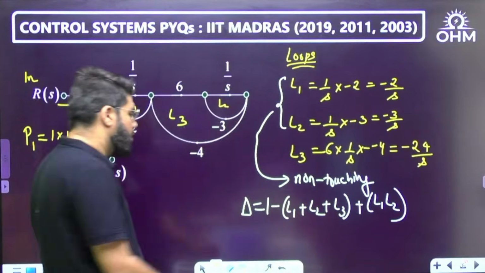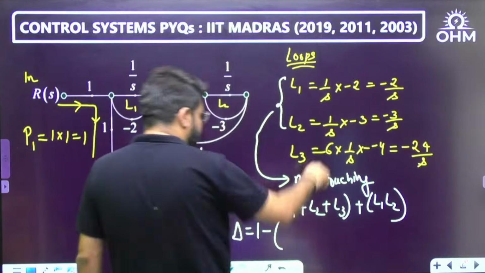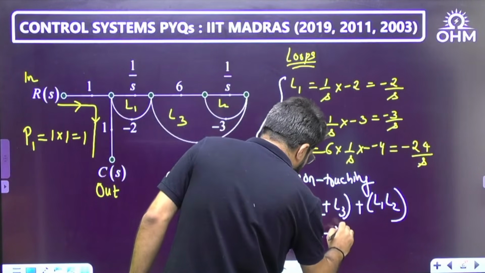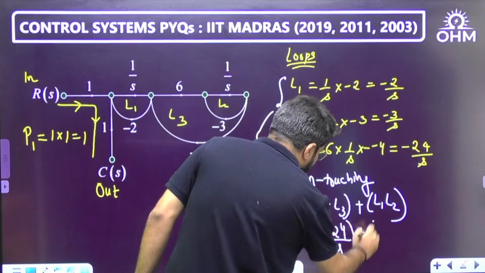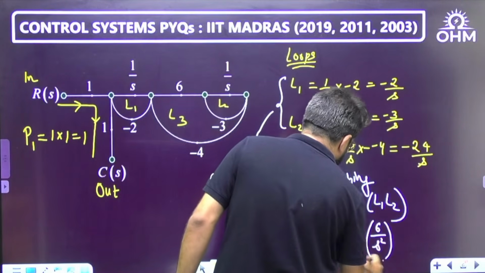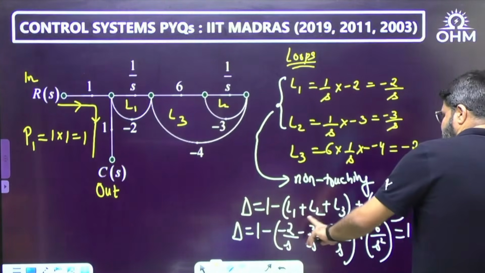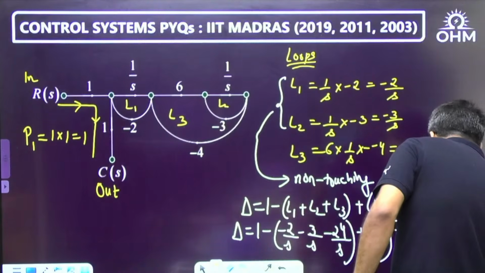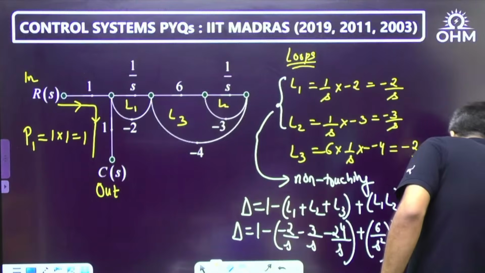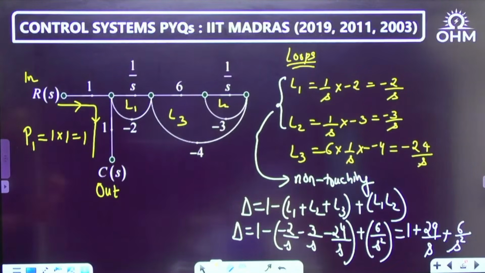Now, this tells you that the delta will be 1 minus the sum of the loop gains. Sum of the loop gains means minus 2 by S, minus 3 by S, and minus 24 by S, plus the product of L1, L2: 2 times 3, minus minus becomes plus, is 6, and then 6 by S square. Overall, the graph delta is 1, with all the minus minus becoming plus, total 29. 1 plus 29 by S plus 6 by S square. This is the delta.